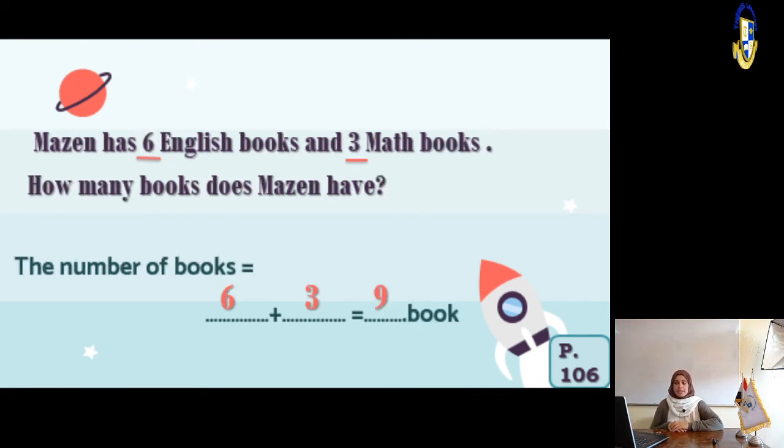Another one, Mazen has 6 English books and 3 math books. How many books does Mazen have? You have only 2 numbers, 6 and 3. Underline 6 and 3. 6 in my mind, 3 on your fingers, after 6, 7, 8, 9 books.